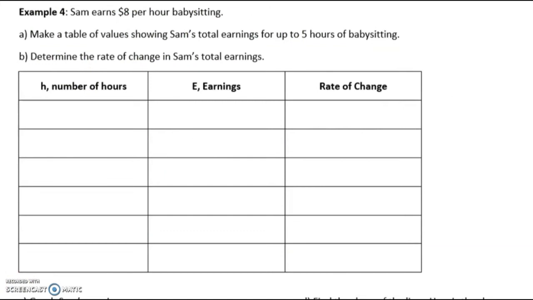Okay, Sam earns $8 an hour babysitting. Make a table of values showing Sam's earnings for up to 5 hours. So I'm going to start with 0 hours, and I'm going to go 0, 1, 2, 3, 4, 5. So here's the thing, if we're thinking about this regarding an equation, we're going to go E, which is earnings. Earnings is going to be $8 times the number of hours worked, and that's it. Okay, she doesn't get a flat fee, she doesn't get a base pay.